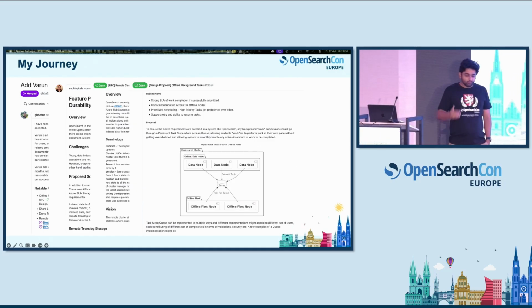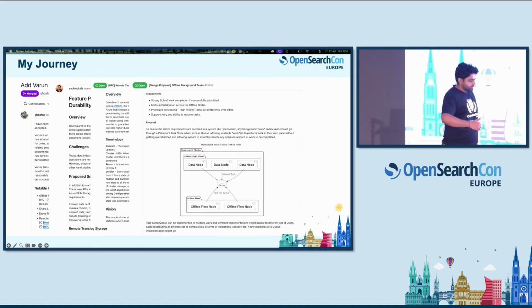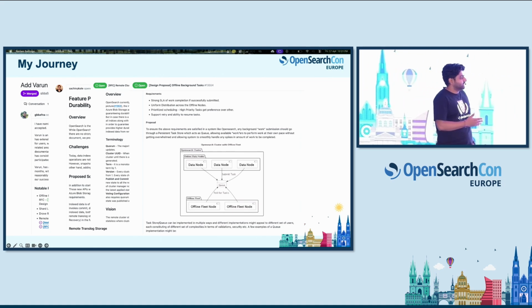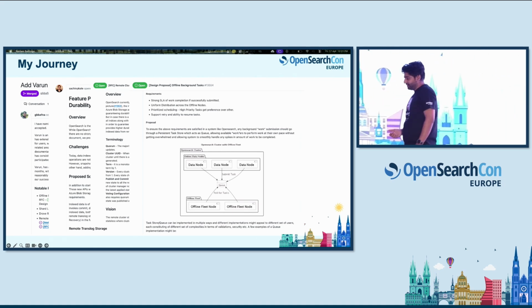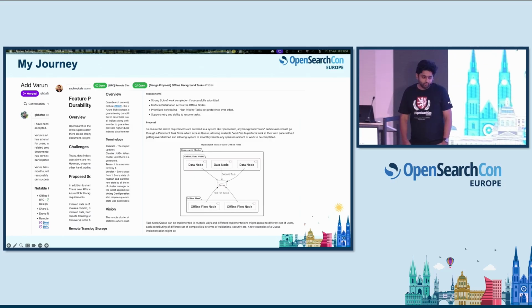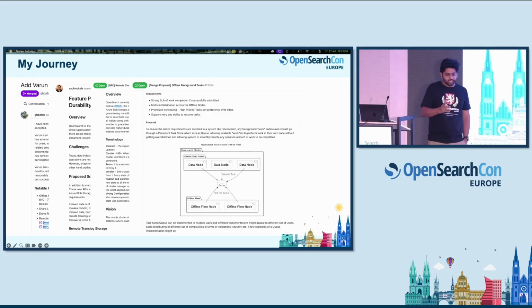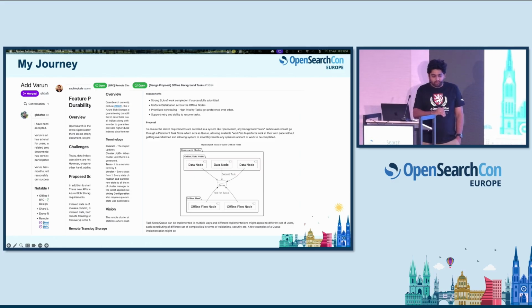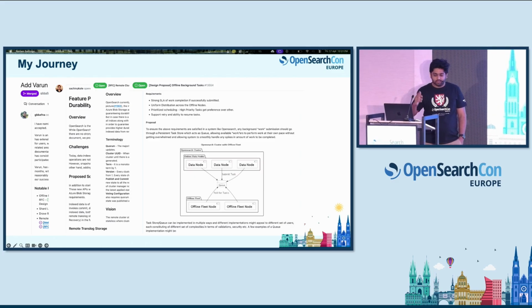Then most recently, I shared my ideas. I have been trying to push the offline background fleet. I shared the RFC and design proposal for this. So this is a little bit about my journey, and all this really helped me towards the final path to becoming a maintainer and continuing to grow in the same way.